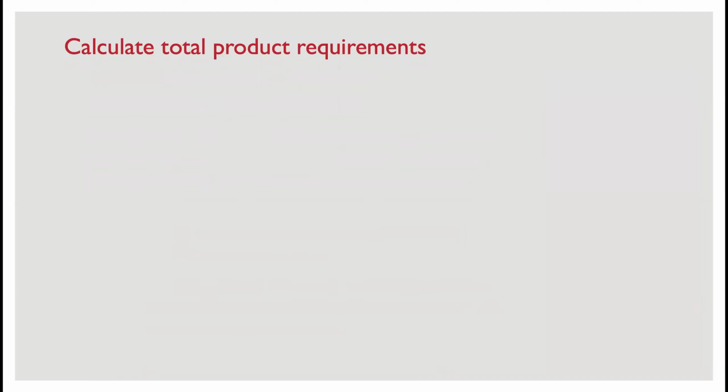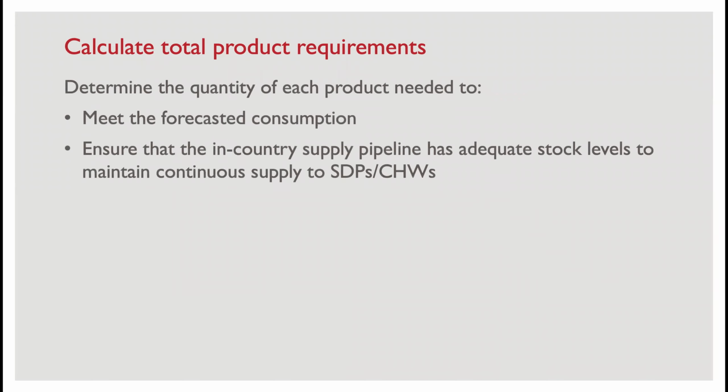The third step in the supply planning process is to calculate our total product requirements and costs. We will start by calculating our total product requirements. So as we see here, to determine our total requirements, we need to have enough stock to meet our forecasted consumption, and we need enough stock to ensure that the in-country pipeline has adequate stock levels to maintain a continuous supply to the service delivery points or community health workers.